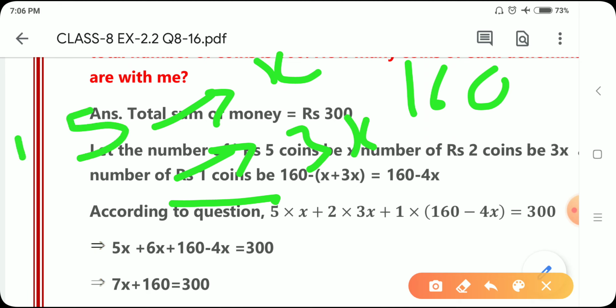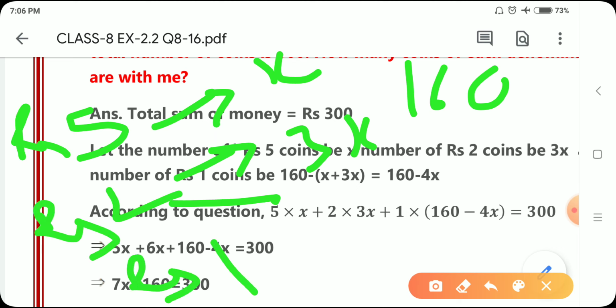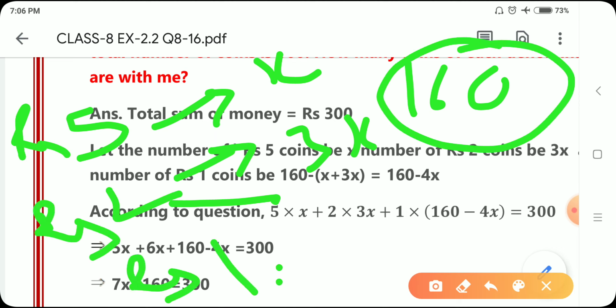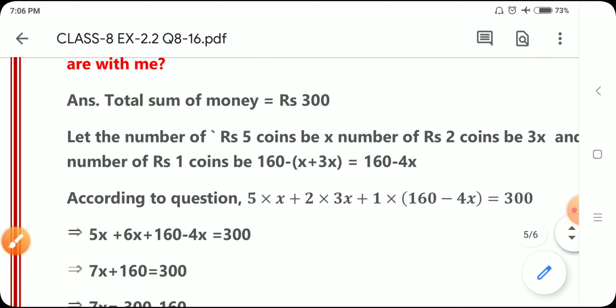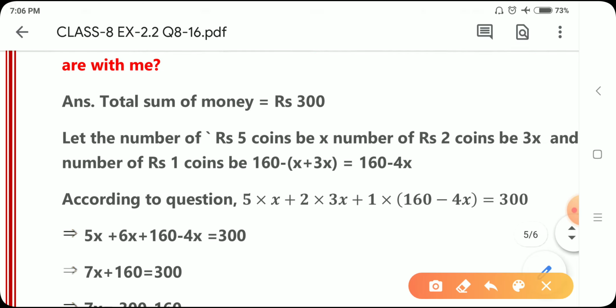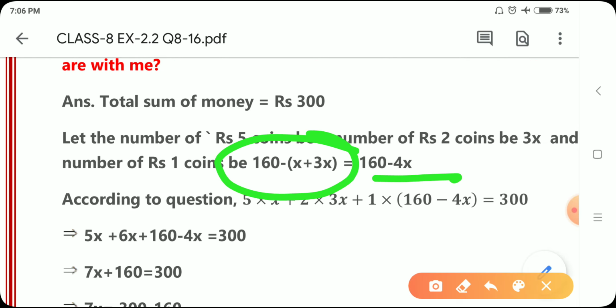These are of rupees 5. These are of rupees 2. Now the remaining are of rupees 1. Total are 160, so you will subtract these from 160. So you will get 160 minus x plus 3x. You will get 160 minus 4x. It means the number of rupees 1 coins is 160 minus 4x.